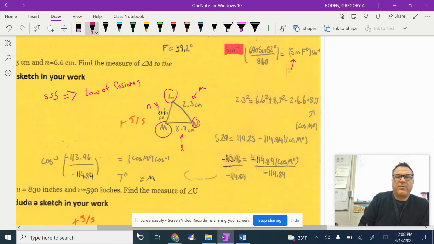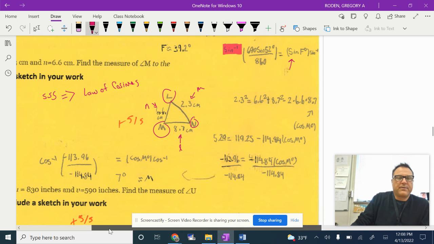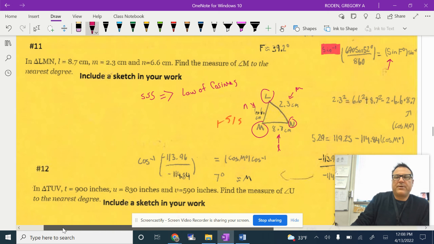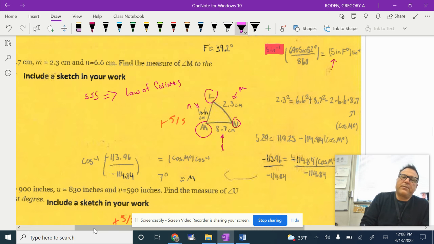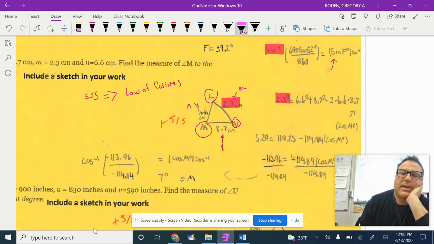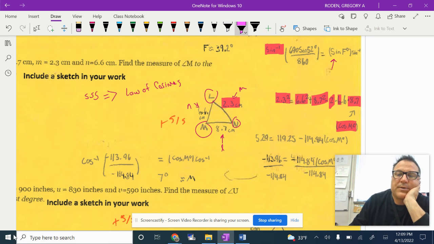So what do we do here? What are we trying to find here, class? We're trying to find the measure of angle M. In order to find the measure of angle M, we have to start with side M. So we're going to say side M squared is equal to side N squared plus side L squared minus 2 times side N times side L, times the cosine of M. So you're just doing that math there.